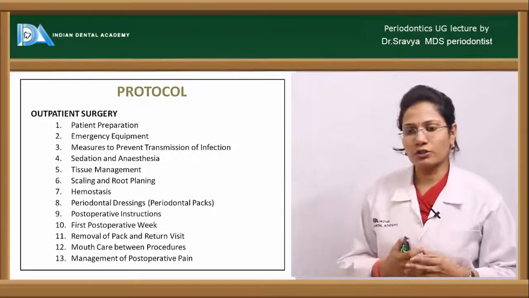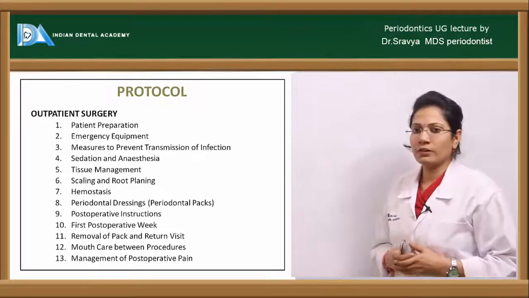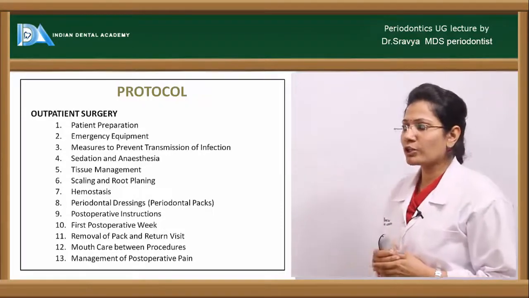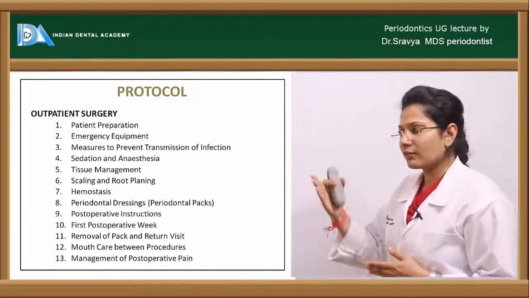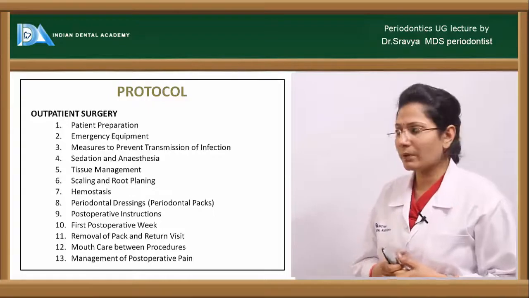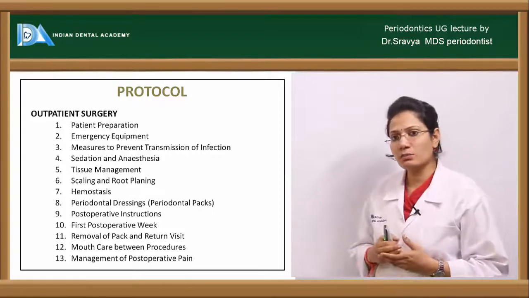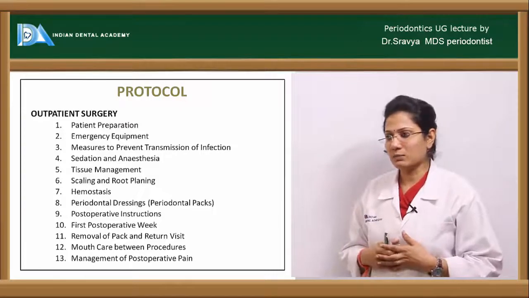What is the protocol that you should follow for an outpatient surgery? Now, these are the list of protocols that you need to follow. We will go into detail about each of the protocols. They're listed from 1 to 13. The first one being patient preparation, followed by the emergency equipment, and then measures to prevent transmission of certain infections like your HIV or hepatitis B, etc.